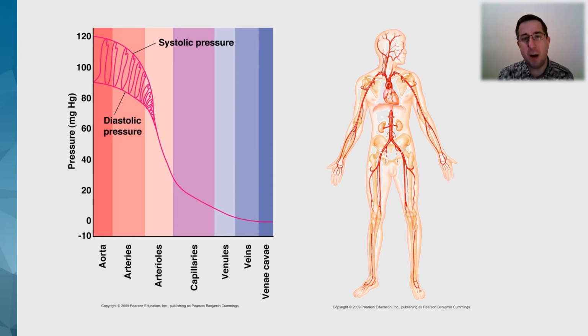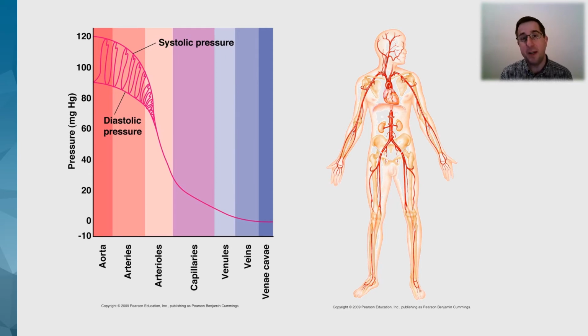This diagram is from the Marieb textbook and shows the blood pressure. Where it says systolic and diastolic pressure, those are akin to the waveform that I showed you earlier. It shows you that blood pressure decreases as you go from the aorta to the arteries, arterioles, and down into the capillaries. The blood pressure drops all the way through.